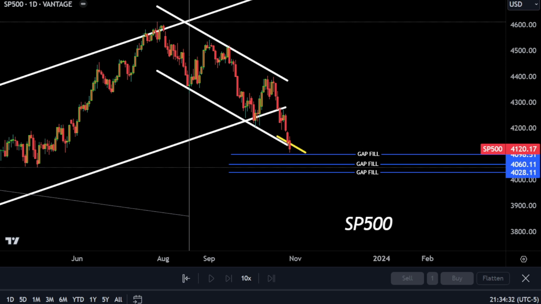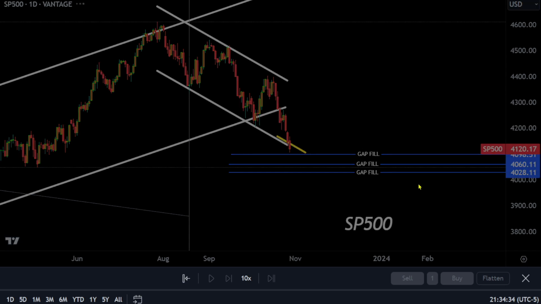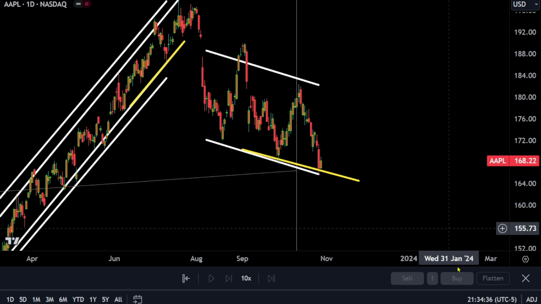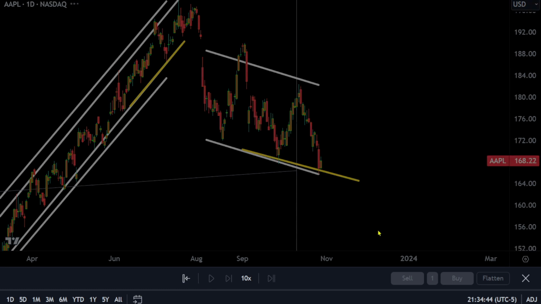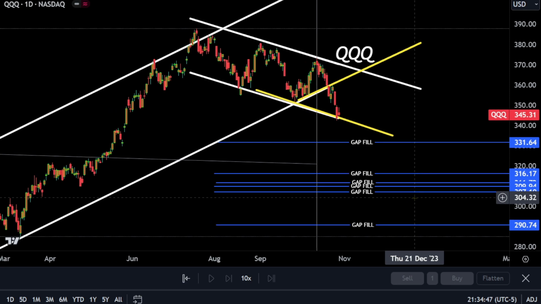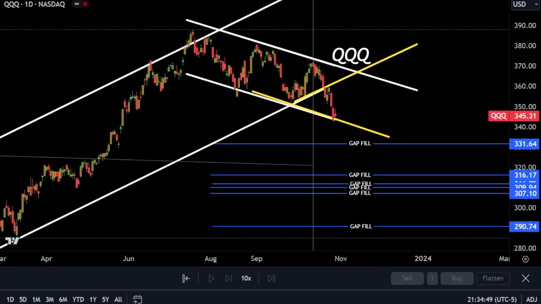I think Apple also. Let me show you Apple. So Apple's on support right now. So if you have Apple at support, you have NVDA at support. You got a lot of others. You got pretty much all the indexes. So let's look at the triple Qs. Triple Qs on support. The Dow.